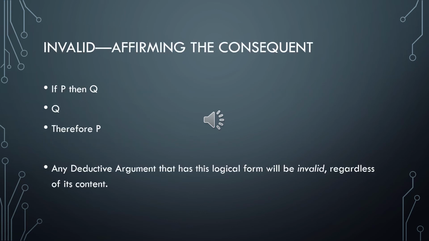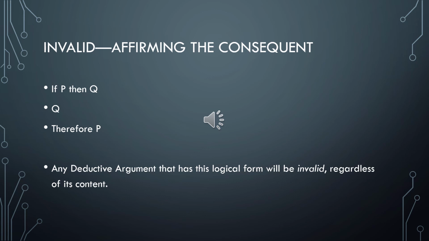And here it is. This invalid argument form is known as affirming the consequent. If P, then Q, Q, therefore P. It's called affirming the consequent because in an if-then statement, the if part is called the antecedent, and the Q part is called the consequent. So this argument in the second premise affirms the consequent.